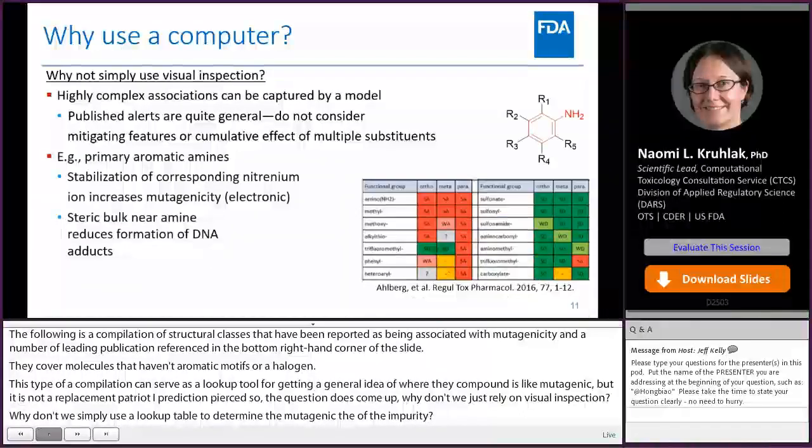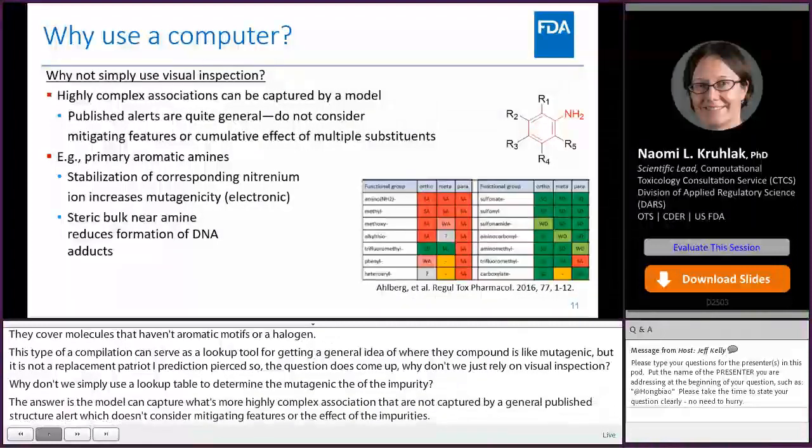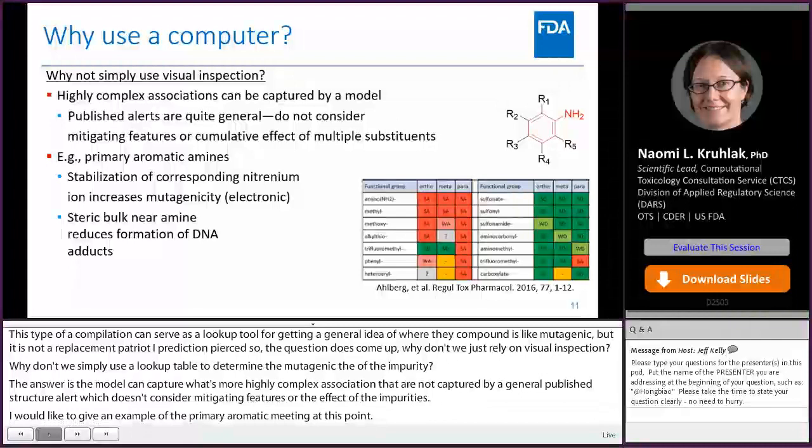I'd like to give an example of the primary aromatic amine to really illustrate this point. The amine is shown on the right-hand side of the slide, and the mutagenic potential of the nitrenium ion that forms, that then subsequently can form an adduct with DNA, is affected both by the electronic effect of the substituents in the R groups around the ring, but also based on the steric influences of those substituents.